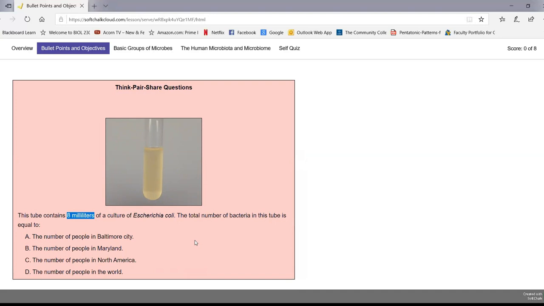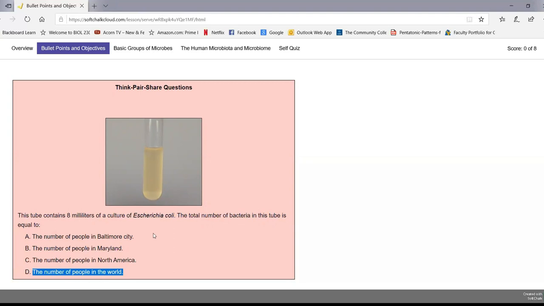And so the question is, are the number of bacteria in this tube equal to the number of people in Baltimore City, the number of people in Maryland, the number of people in North America, or the number of people in the world? And normally we would go through and ask for a show of hands on that. But the correct answer, in fact, is D, the number of people in the world. Because 1 milliliter in this tube, which is about 10 drops, contains roughly 1 billion bacteria. So this tube contains 8 billion bacteria.